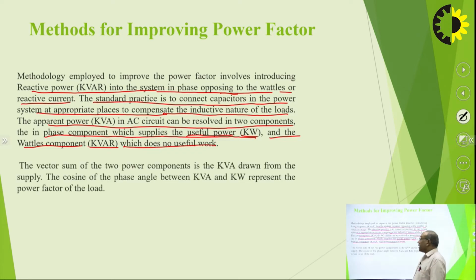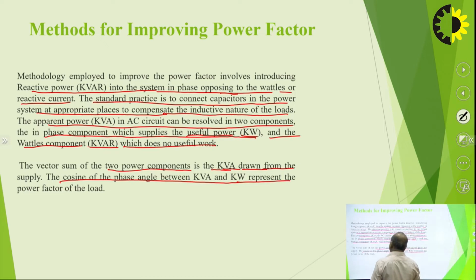Now the vector sum of these two components, the active or useful component of power and the reactive component which does no useful work, is the apparent power in kVA, which is drawn from the supply. Now the power factor is the cosine of the phase angle between kVA and kW, that is the power factor of the load. As we have already seen in the definitions of power factor, it is the cosine of the angle between voltage and current, or we can also say it is the cosine of the angle between kW and kVA, where kW is useful or active power and kVA is apparent power. So what happens further?